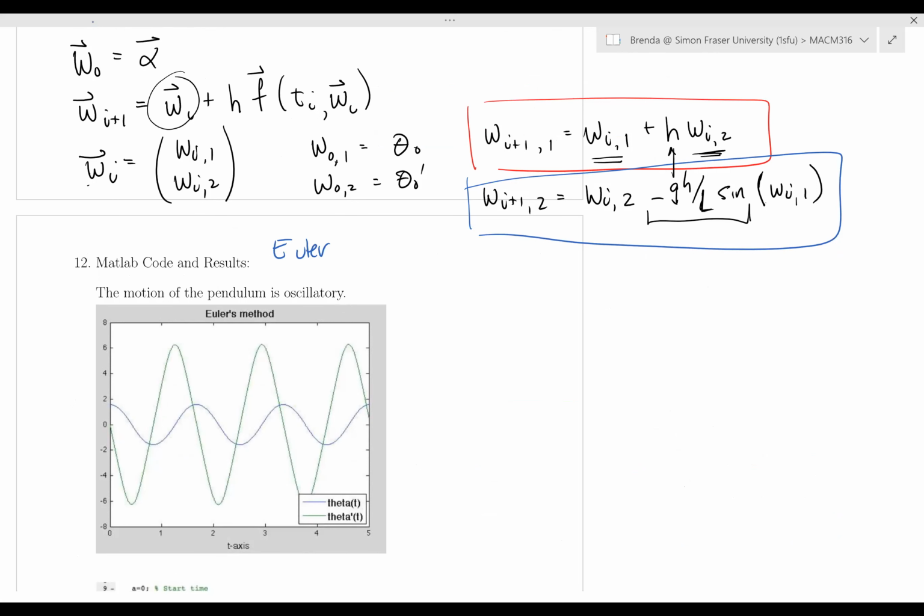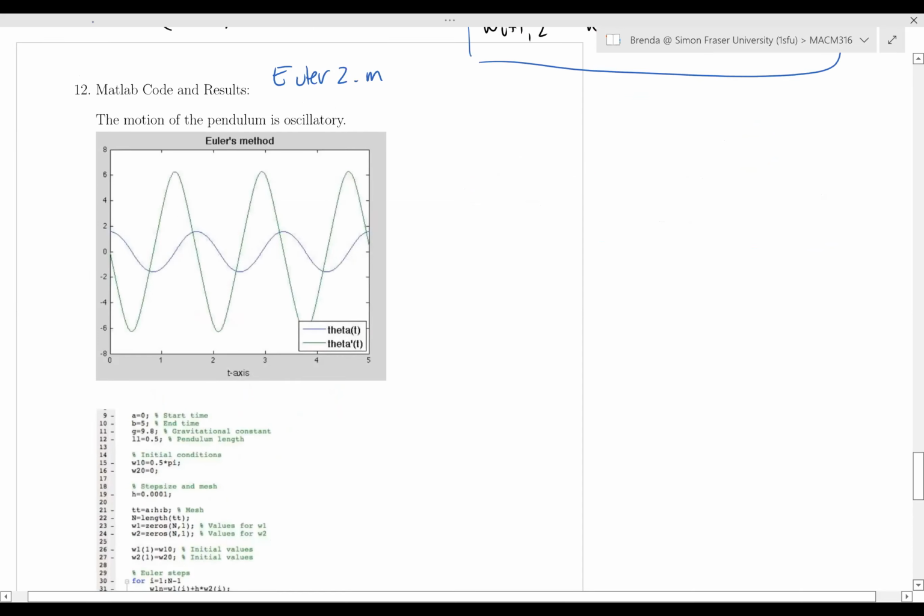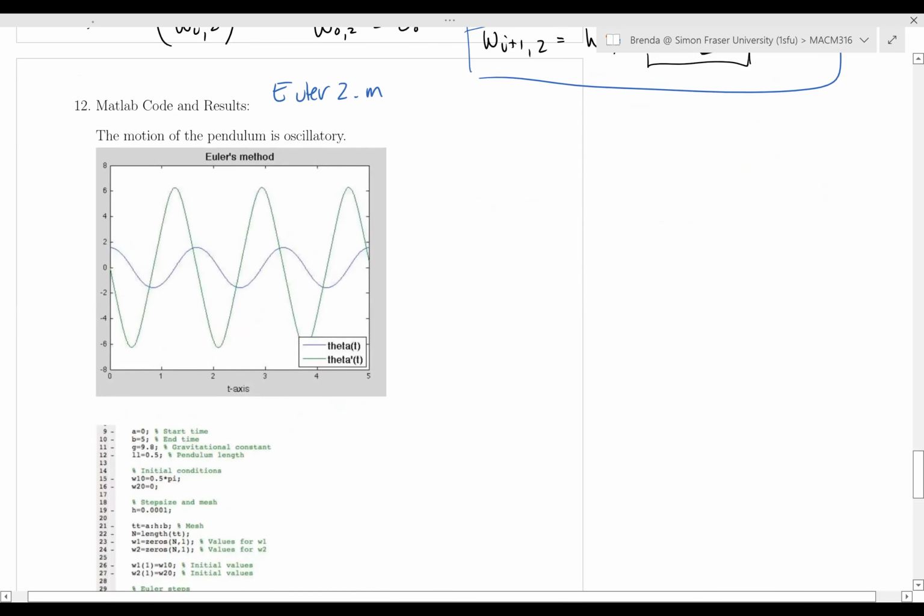There's a code there called boiler2.m in Canvas. You can run that, and you'll get a graph, and on that graph two things are plotted. This blue one is theta of t, and this one here is theta prime of t. So indeed, you see the periodic motion of the function.